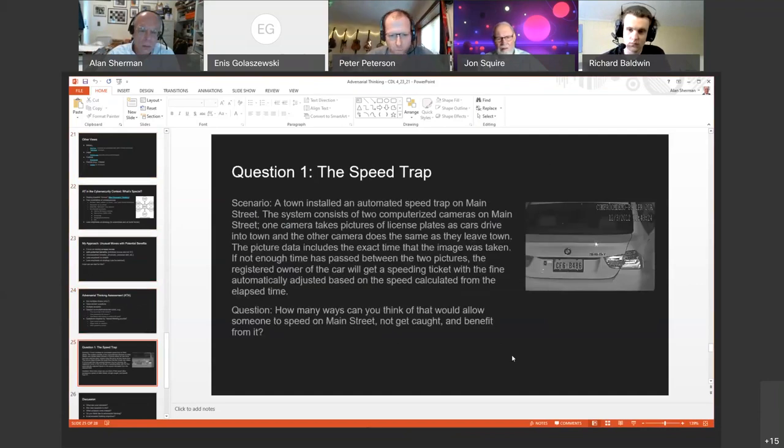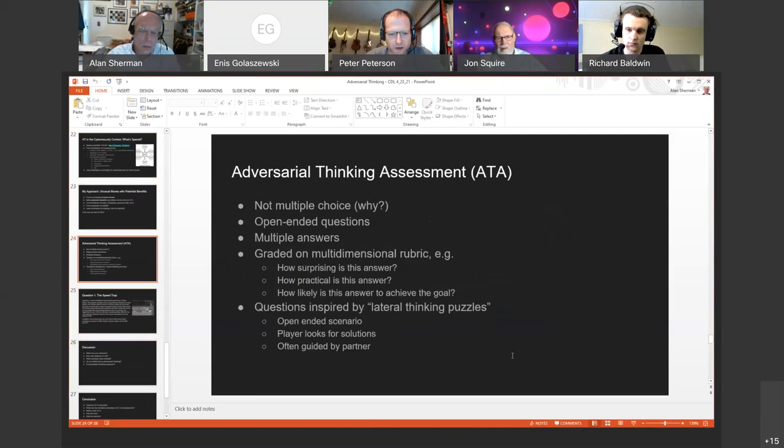Go previous, just one after the speed, one before the speed trap. So for example, things like how surprising or unique or unusual is this answer? How practical is this answer? Is this something you could actually do? Versus how likely is it to achieve the goal?